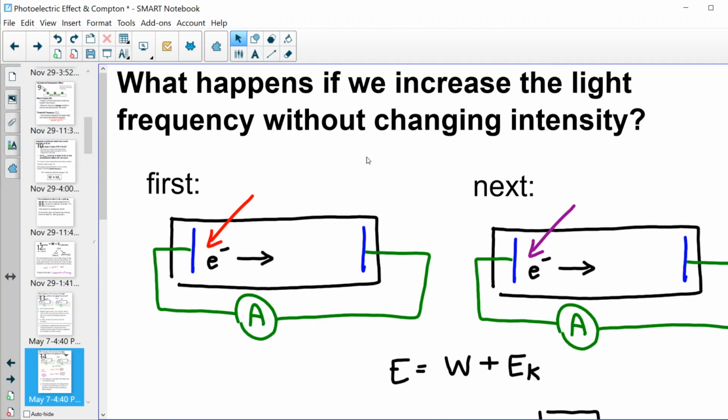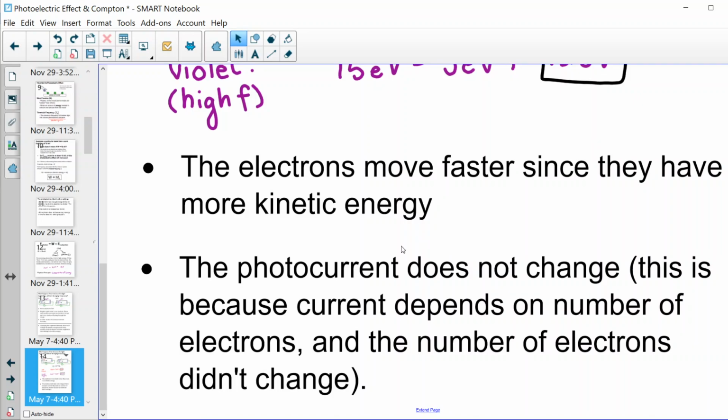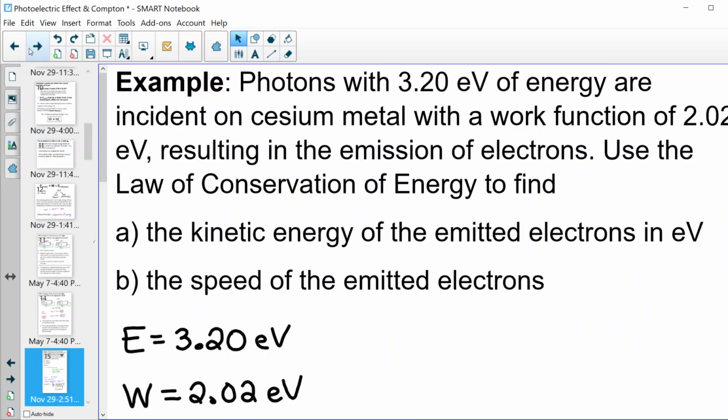So what you should take away from this is when you make the frequency bigger, the electrons are going to move faster due to the increase in kinetic energy. However, you don't have any more of them. They're moving faster, but you don't have more electrons than before. So your current is not going to change because current depends on the number of electrons.